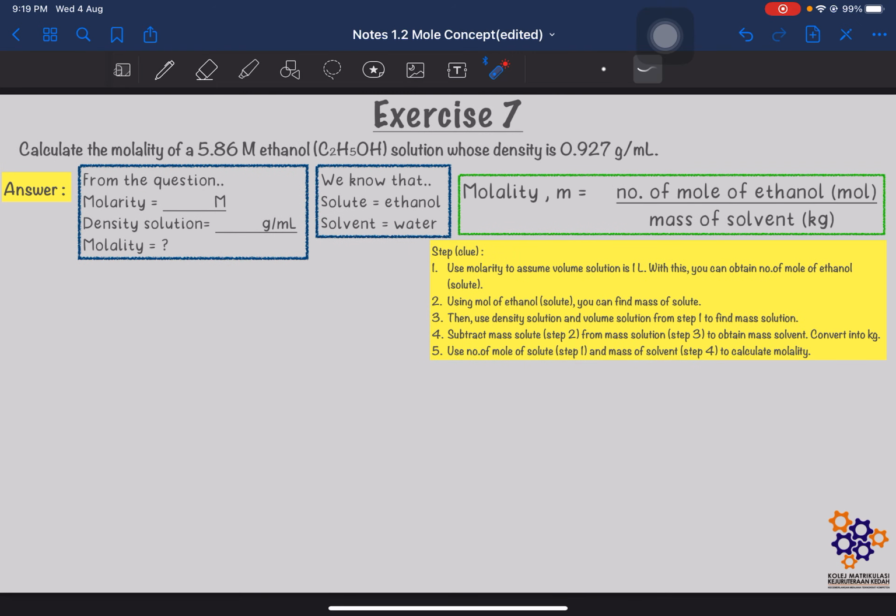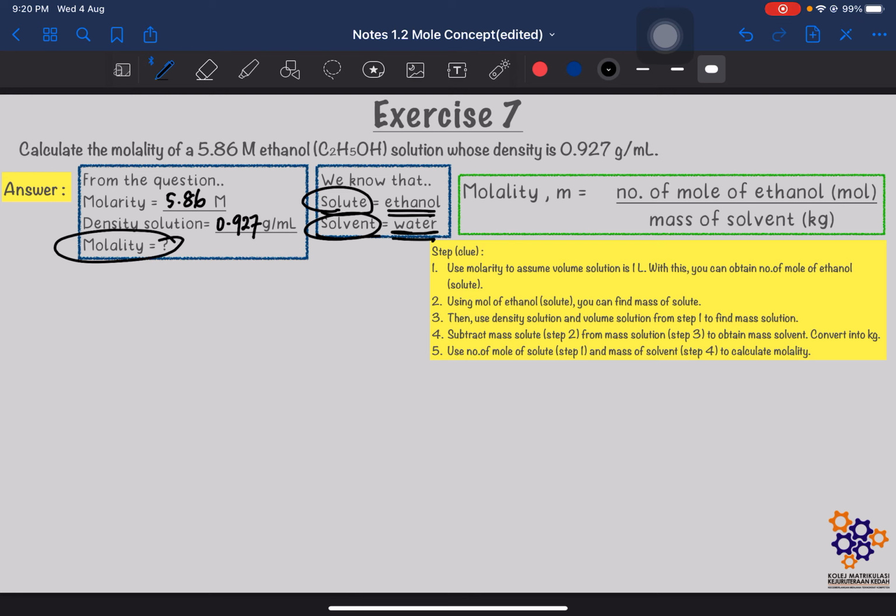It says: calculate the molality of a 5.86 molar ethanol solution whose density is 0.927 gram per ml. From the question, it gave us the molarity of the solution, 5.86 molar, and the density of the solution, 0.927 gram per ml. So the question asks us what the molality is. We know that dalam soalan ni, the solute here is ethanol and the solvent here is water.